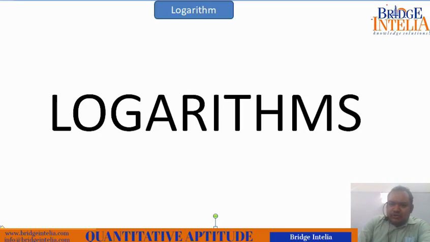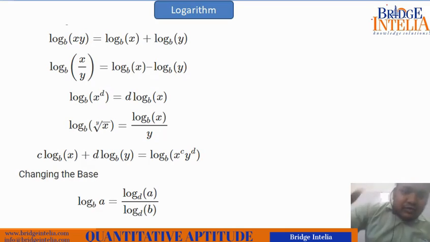So the first and foremost thing that we need to do is master, or understand, all those rules that one needs to know before one gets down to solving the questions. So let's see what the basic rules of logarithm are.